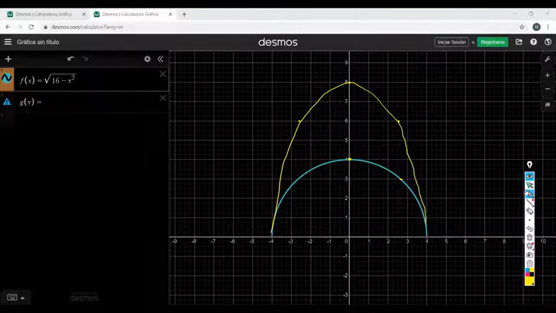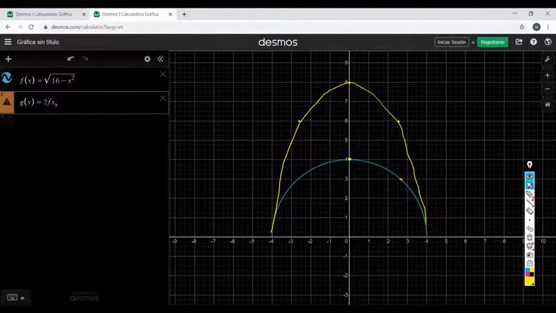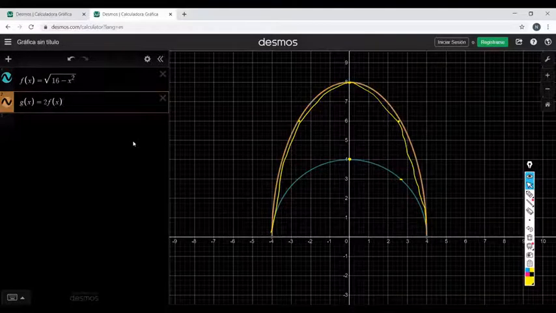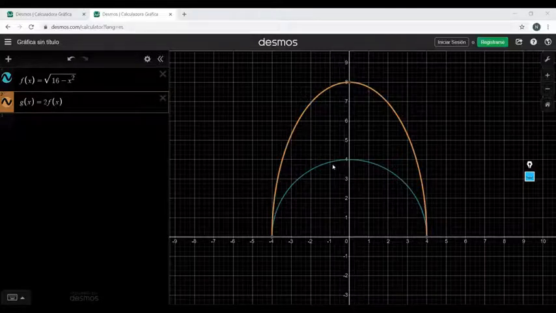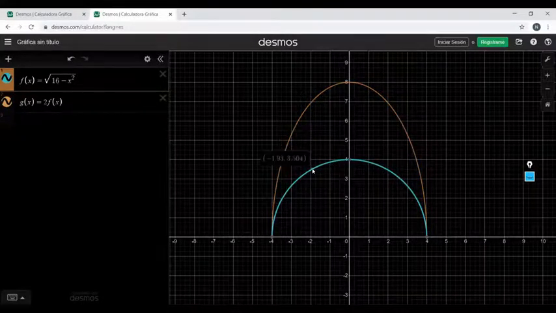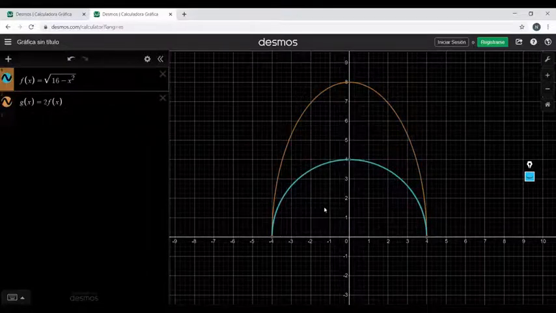So let's see if it works. Let's multiply 2 times f of x, because I don't want to write the whole thing. There it is. You see? This is my parent function, and this is my transform function, and this represents a vertical stretch with factor 2 with respect to my original function.